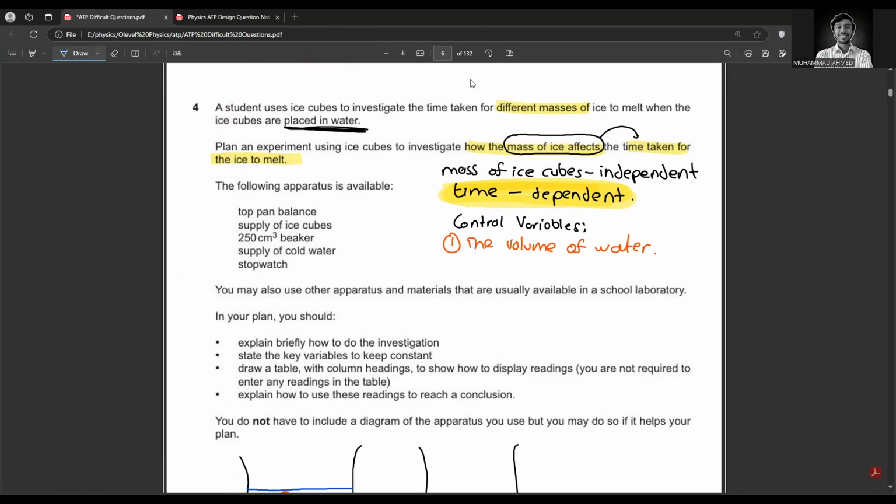Secondly, the initial temperature of water will also be a control variable. You want the initial temperature for the entire experiment to remain the same. Initial temperature of water. Simple. So these are your control variables. These are your independent and dependent variable.